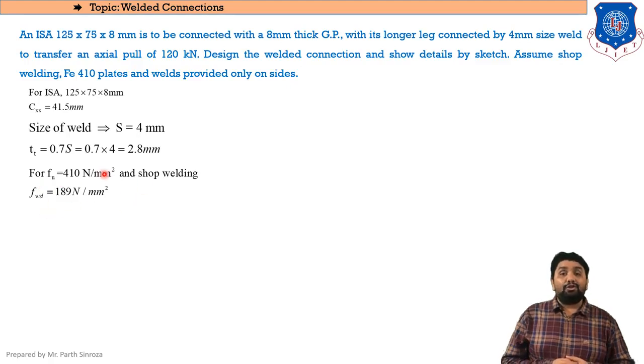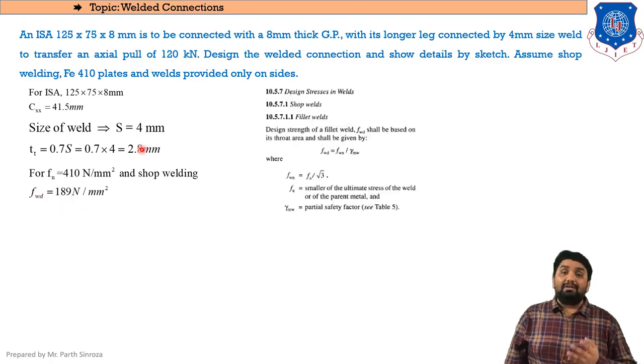Clear? After TT, the second step will be to find FWD. And keep in mind, for shop welding, FWD will always be 189 Newton per mm square. Why so? For that we need to refer to the code, and we need to refer to clause 10.5.7. We have seen in the last lecture, the same things have to be applied. Solving these equations, we get FWD equal to 189 Newton per mm square.